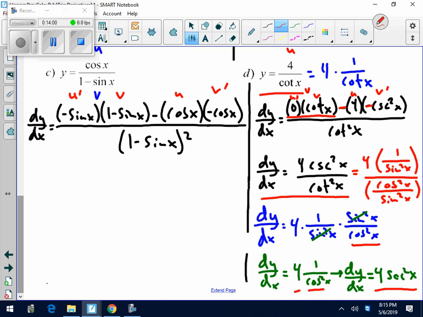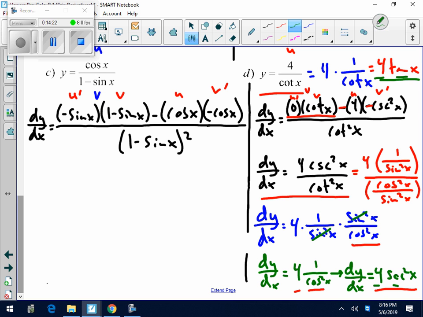Now, if we'd gone up at the very beginning and changed that 1 over cotan x to a tan x and attacked our derivative from the equation in the form 4 minus tan x, we would say that we would have the derivative of a constant times a function as the constant times the derivative of the function.